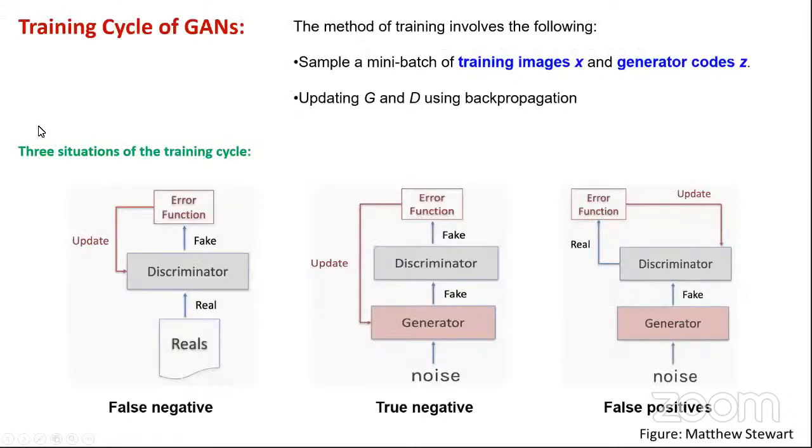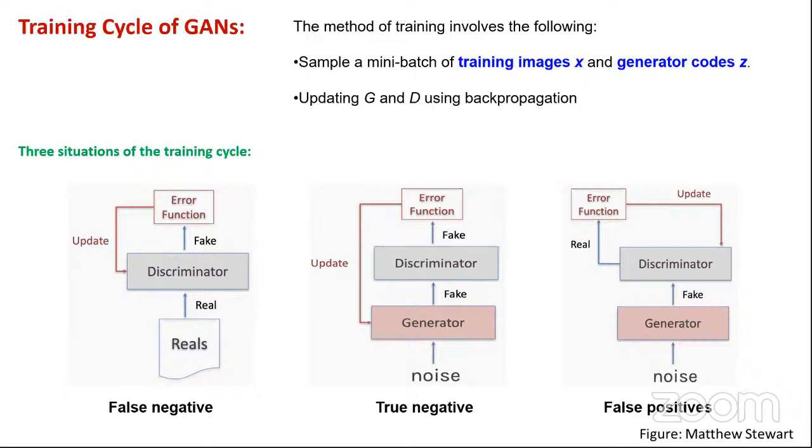Three different scenarios can appear during the training of the GAN. One is that a real world image comes to the discriminator and it says it is fake. So now the error function behaves in such a way that the discriminator weights are updated. Now the discriminator is doing bad things, so it requires some punishment.